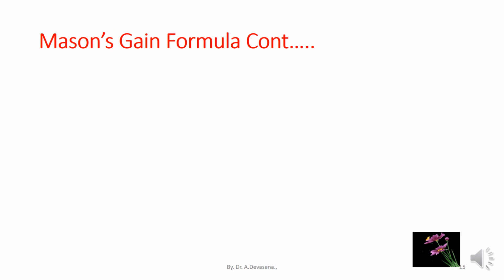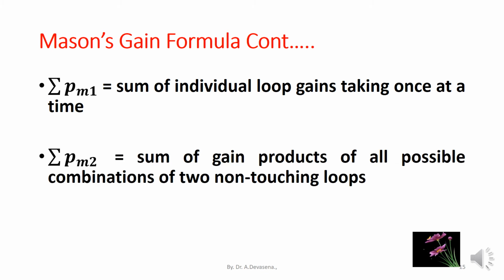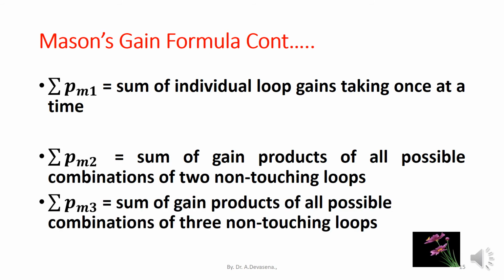Sum of P_m1 is equal to the sum of individual loop gains taken one at a time. Sum of P_m2 is equal to the sum of gain products of all possible combinations of two non-touching loops. Sum of P_m3 is equal to the sum of gain products of all possible combinations of three non-touching loops.